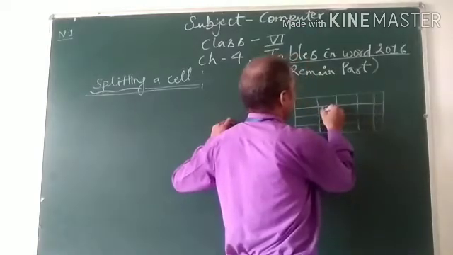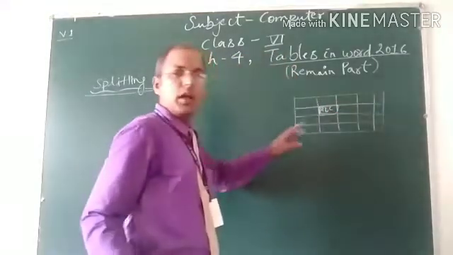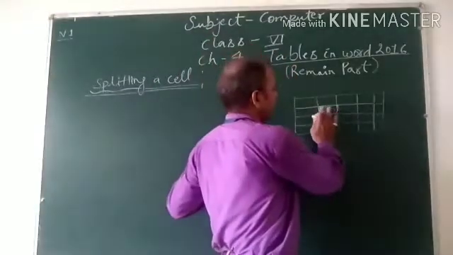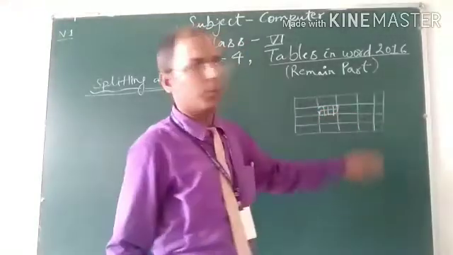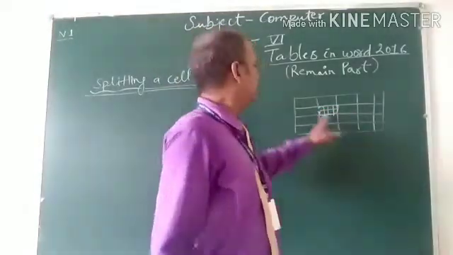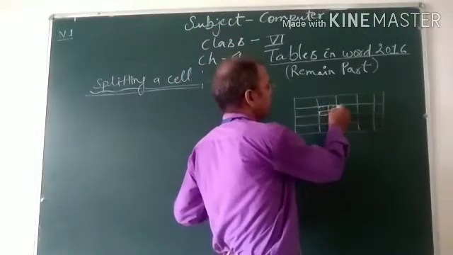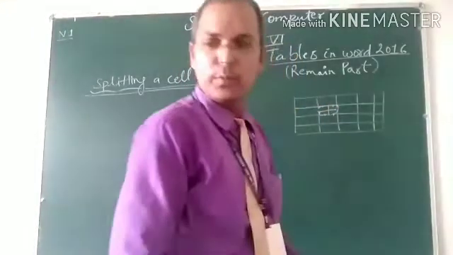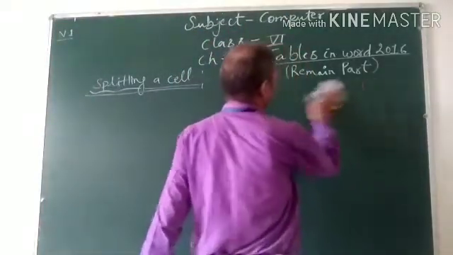Here A, B, C is one cell. After merging, what will show? You see here so many splitting of cells. Maybe here 2 cells, 4 cells, and it depends on the choice. Okay, the splitting, break the cell.